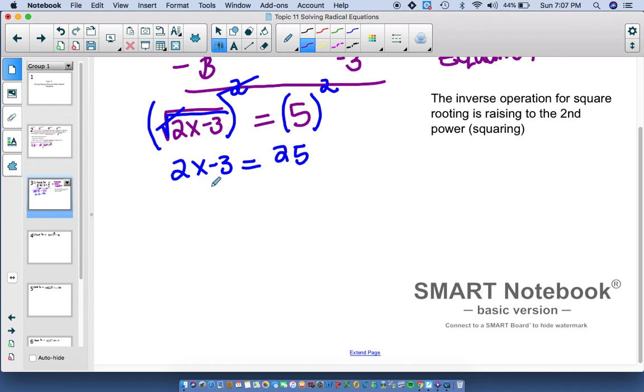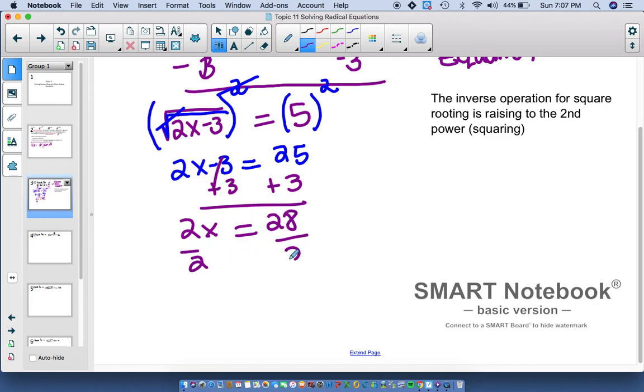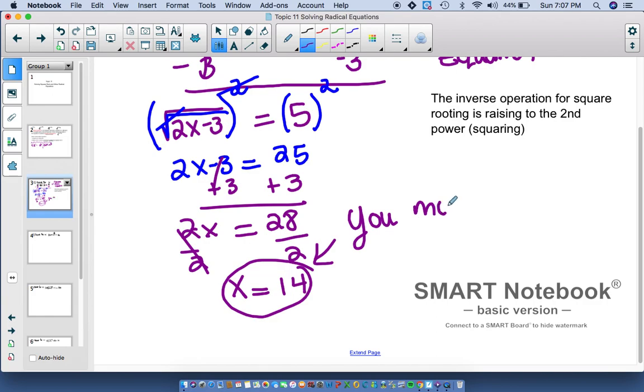So isolate your x, so add 3. So 2x equals 28, right? And then divide by 2. So x equals 14. All right. So we've got our answer, but remember, we are not done. We must check. So you must check this answer. And how do we check?